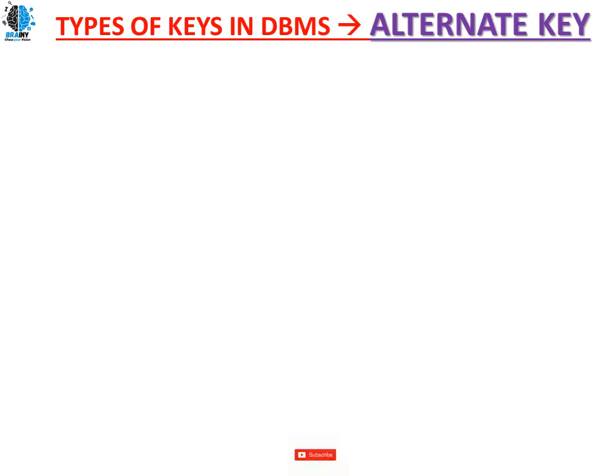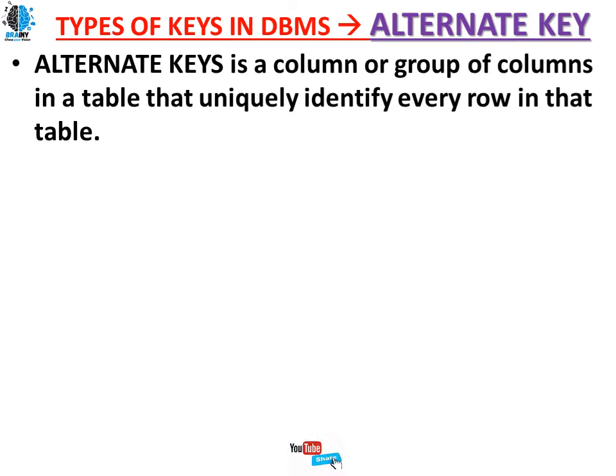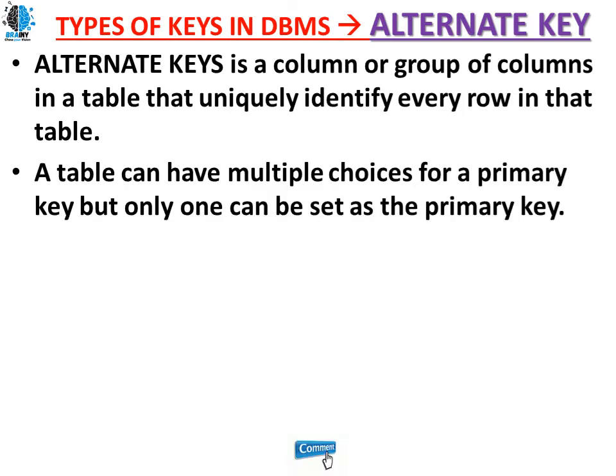Alternate keys, these keys are very important in database management systems because they help define the primary key. An alternate key is a column or a group of columns in a table that uniquely identifies every row in that table. A table can have multiple choices for primary key, but only one key can be set as the primary key. So what's the rule of primary key? In a table we can have only one primary key, we cannot have more than one primary key.